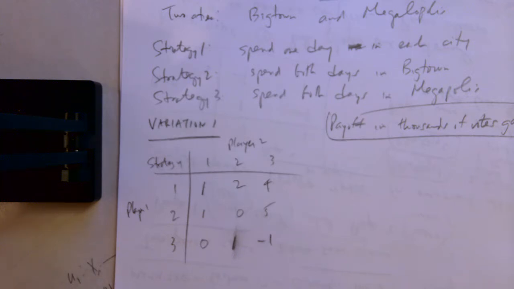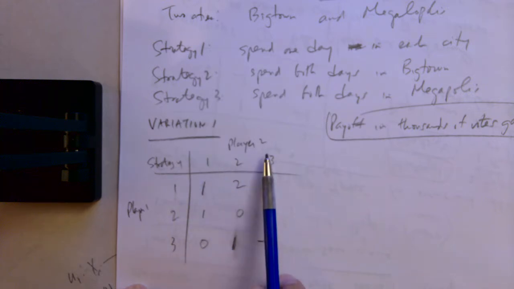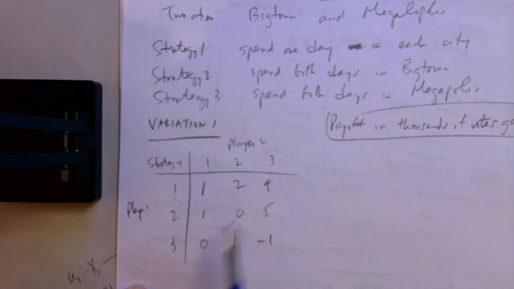Now, if you look at player 1, if player 1 chooses strategy 1, depending on what player 2 does, player 1 wins 1, 2, or 4,000 votes.